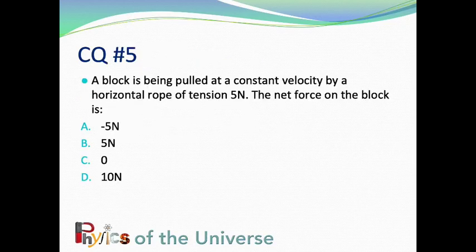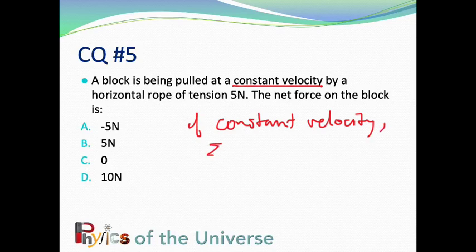A block is being pulled at a constant velocity by a horizontal rope of tension 5 newtons. The net force on the block is, well, you might think 5 newtons because that's the only force they tell you about, but it tells you that it's moving at constant velocity. So that is the dead giveaway. If it's moving at constant velocity, it's in dynamic equilibrium, which means the sum of the forces has to be 0, which means this block you're pulling with a 5 newton tension must have friction acting in the opposite direction, since it's moving at constant velocity. The sum of the forces is 0. So the answer is C.